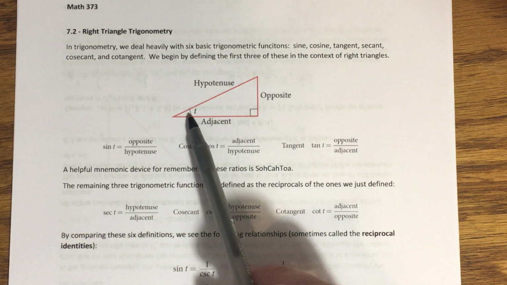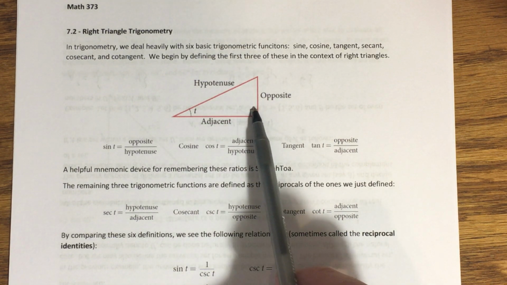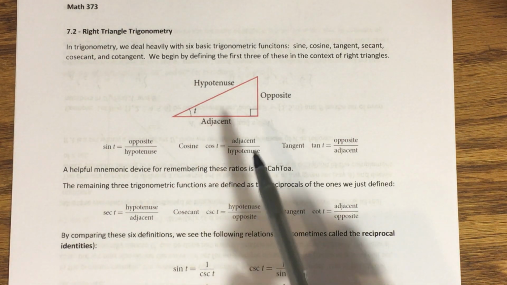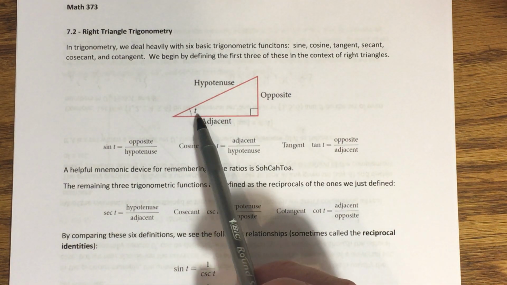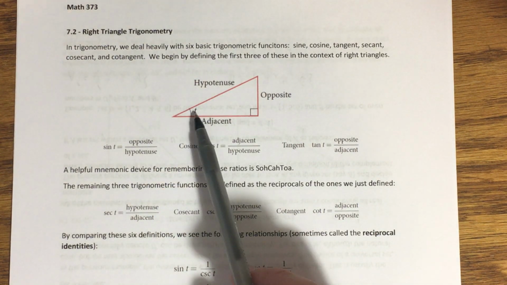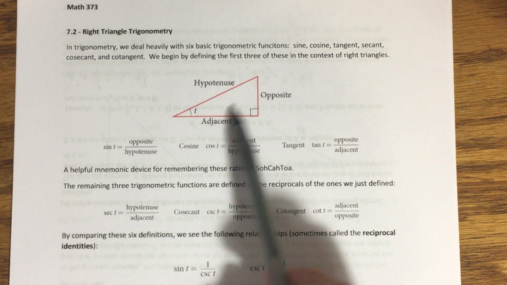Suppose we single out one of the acute angles in this right triangle. And if this is a 90-degree angle, then both of these angles would be acute. They're less than 90 degrees. I'm going to call that angle T in this example here. Relative to this angle T, we can describe these three sides based on their position.